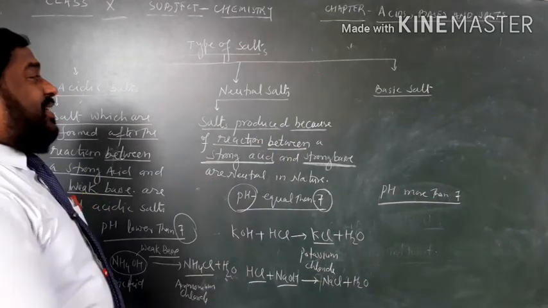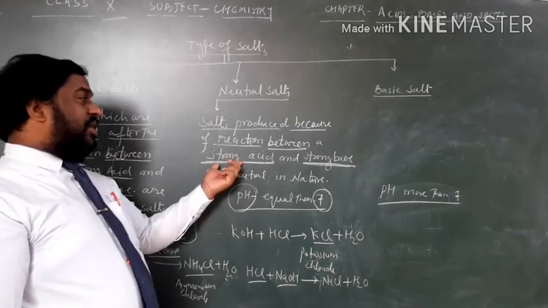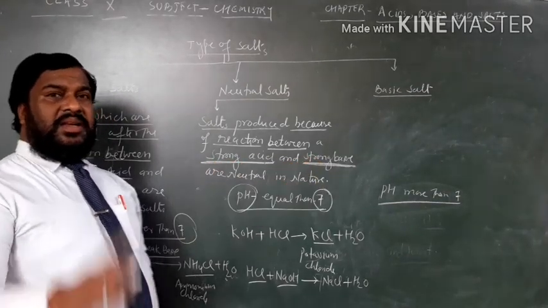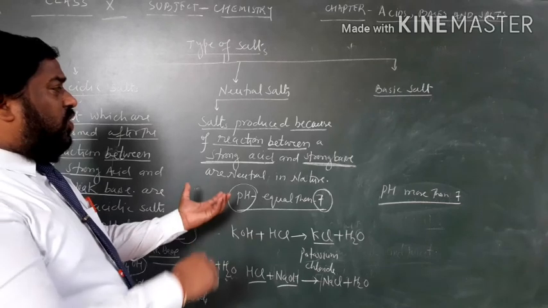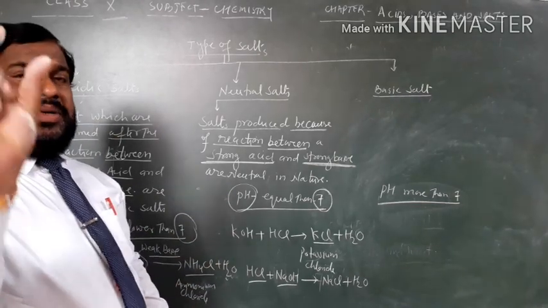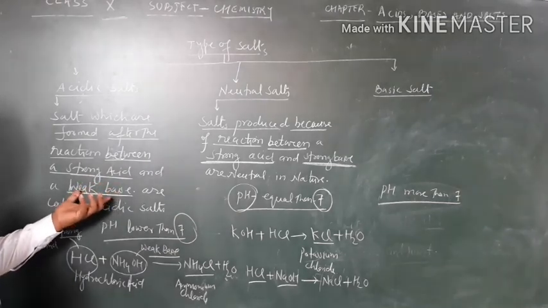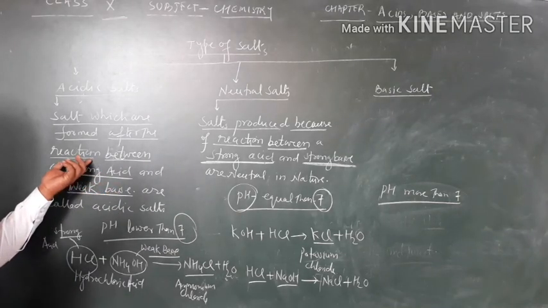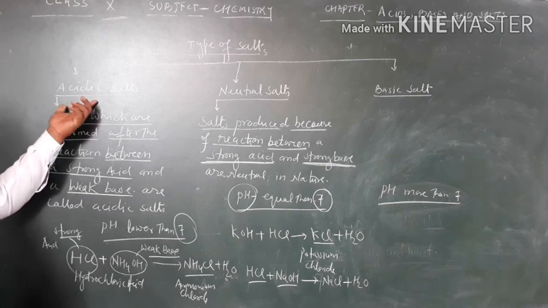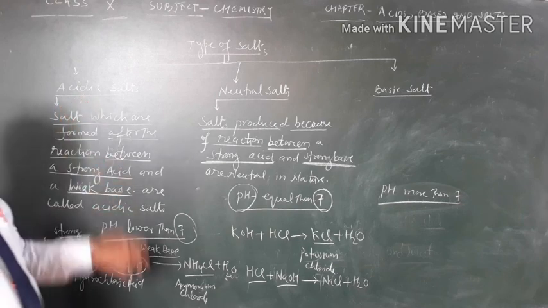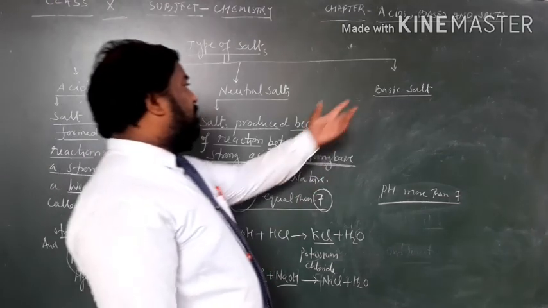So in this case, a strong acid and a strong base react together to fully neutralize the reaction. But in the earlier case, the acid is not fully neutralized, that is why that is an acidic salt. And the last one, basic salt.